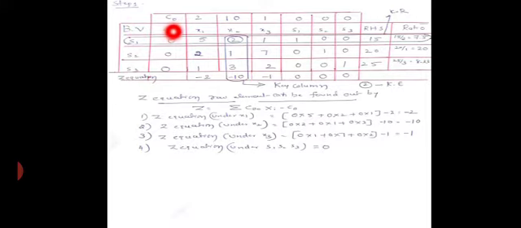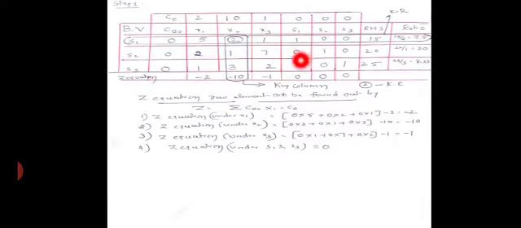Next, C suffix B is nothing but the coefficient of the basic variable in the objective function. That's what C suffix B represents. Observe your objective function in this column. What are the coefficients of S1, S2, S3? Here the coefficients of S1, S2, S3 are 0, 0, 0. That's what I represented in this column.